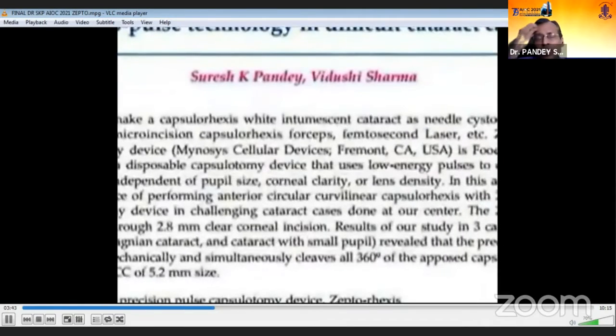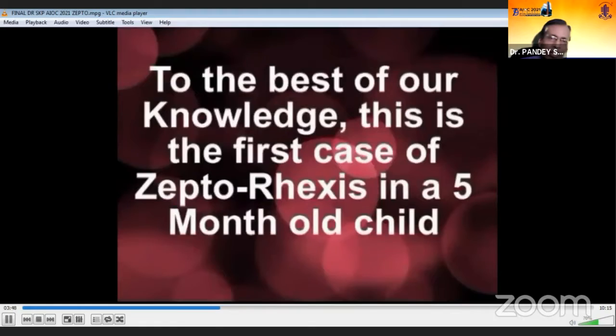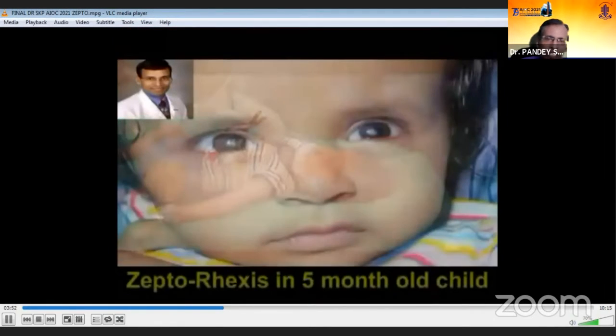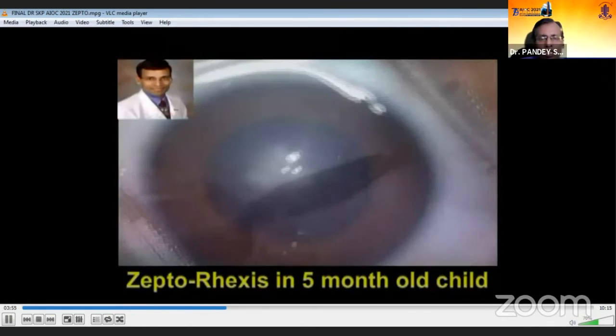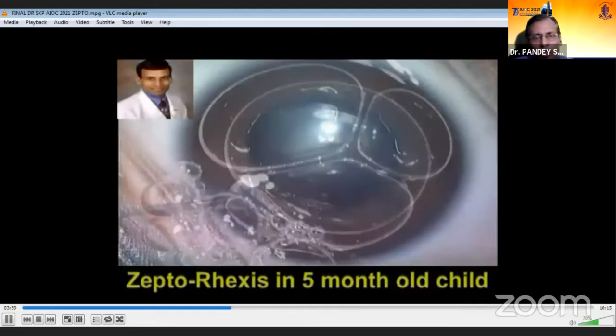The Zepto-Rhexis can be used in adult as well as pediatric cataract cases. We have done approximately 10 cases in children using the Zepto-Rhexis. Today, this is my first case where we used the Zepto-Rhexis in a 5-month-old child.